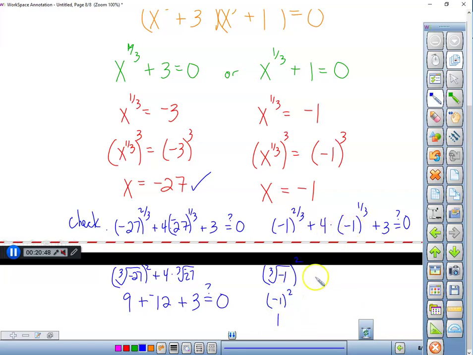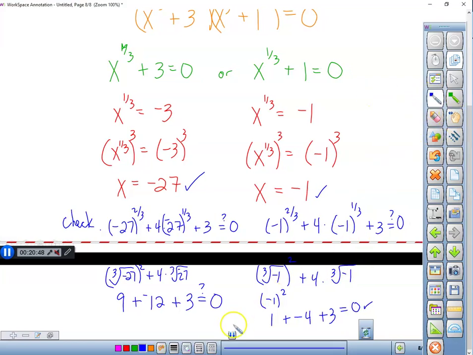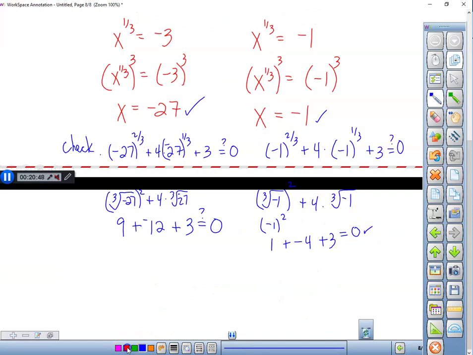And then this gives me 4 times the cube root of negative 1. Get my sign right this time. That's negative 1 times 4, which is a negative 4, plus 3. And that gives me negative 3 plus 3, which is indeed 0. So negative 1 is also good to go. And so our solutions are negative 27 and negative 1.